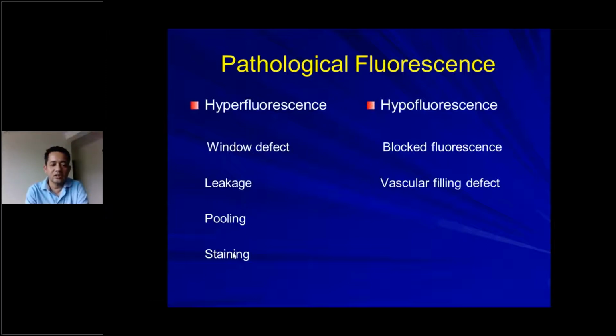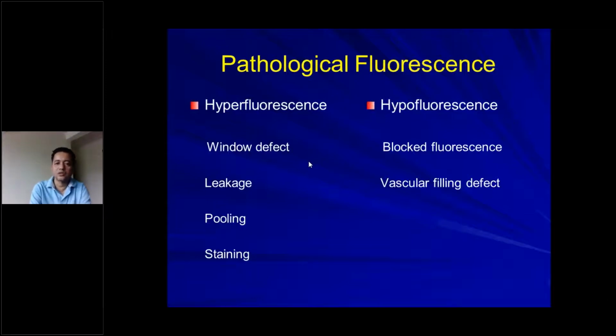And the staining is the last thing you see, and this is actually in, like, an old retinal scar or something. The dye takes some time to get into this, so the staining you will see as hyperfluorescence in very late phases. So based on how the margin behaves and when the hyperfluorescence starts, it gives you a good clue in defining what type of hyperfluorescence you've seen.